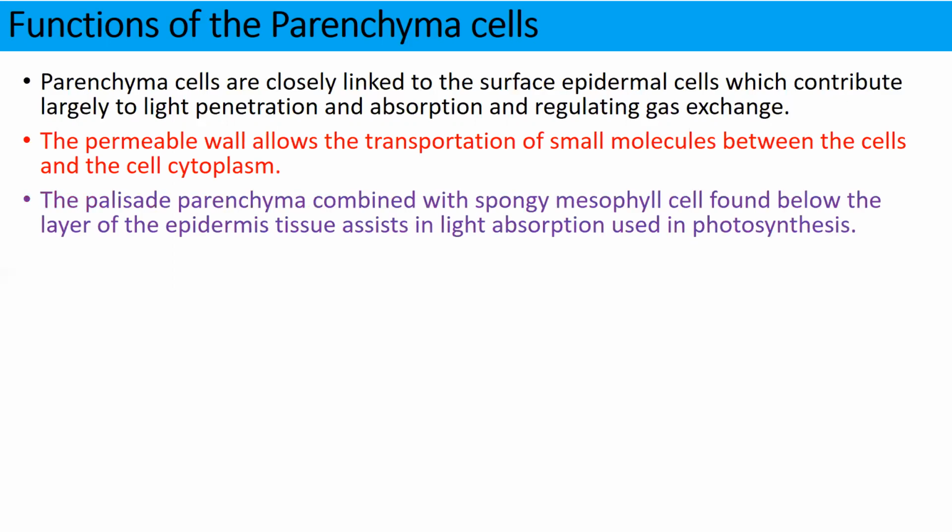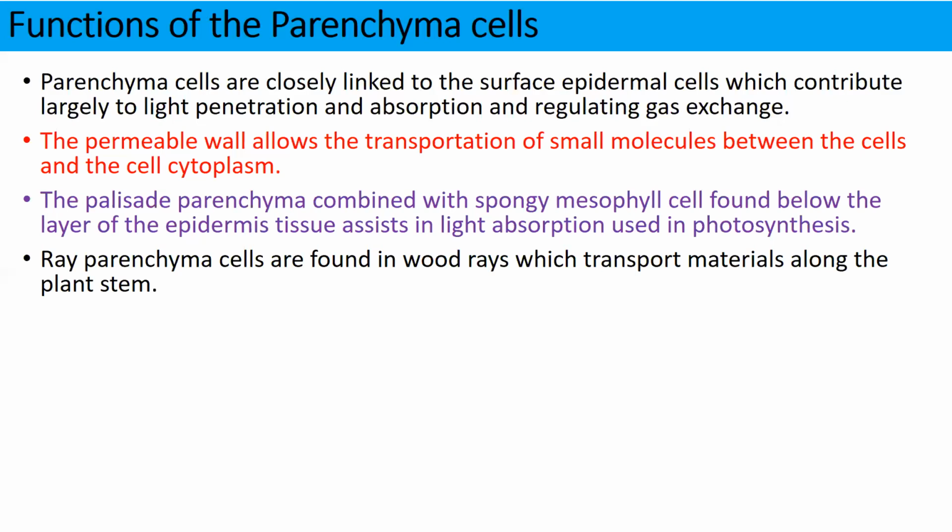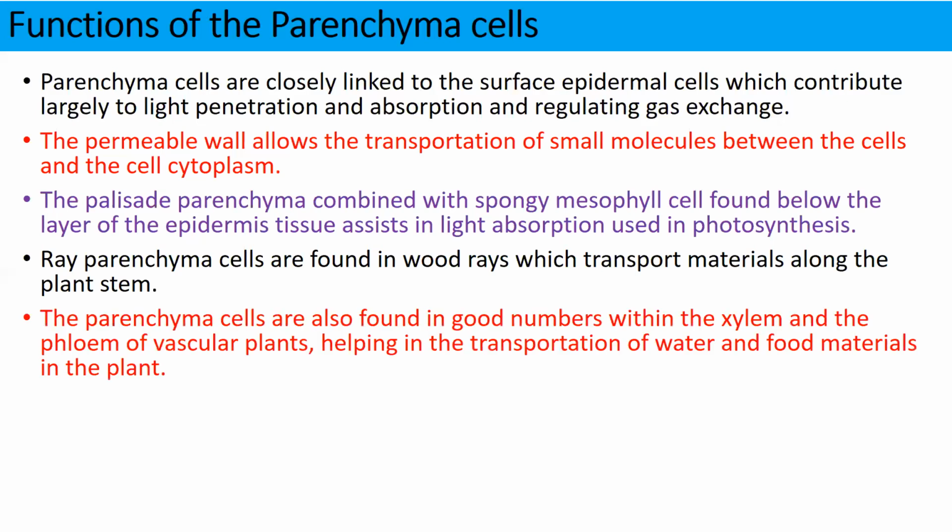Similarly, the palisade parenchyma cells combine with spongy mesophyll cells in the leaves, which are found below the layer of epidermal tissues, and assist in light absorption, and this absorbed light is used in photosynthesis. Ray parenchyma cells, which are found in wood rays, transport materials along the plant stem. The parenchyma cells are also found in good numbers within xylem and in the phloem of vascular plants. Therefore, they help these cells in transporting water and food materials throughout the plant body.